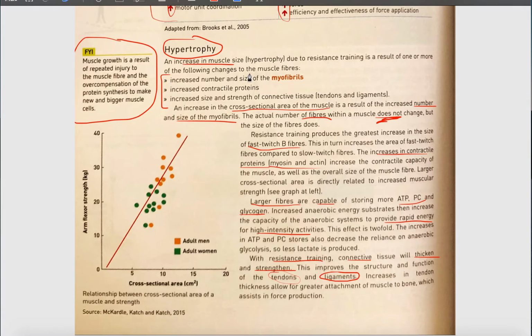So if we're looking at how a muscle goes through its hypertrophy phase, we need to look at these three things here, and they're detailed in these paragraphs. So there is an increase in the cross-sectional area. That means if I was to cut a muscle in half, right down the guts there, and then look at it front on, it would be an increased size. This is due to the number and the size of myofibrils increasing. However, the actual fiber does not change.